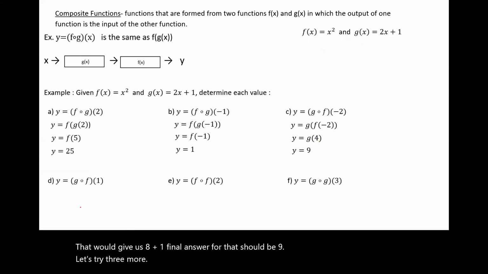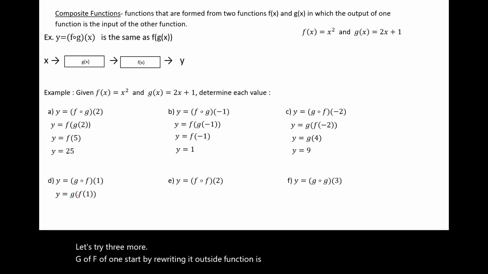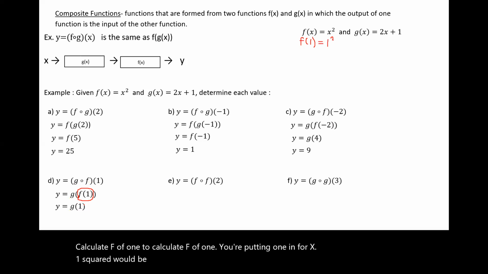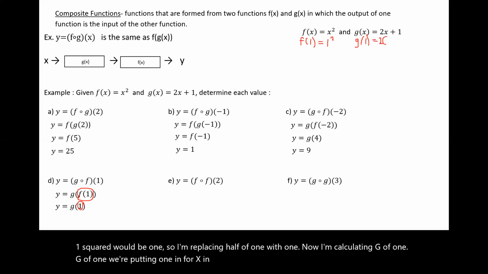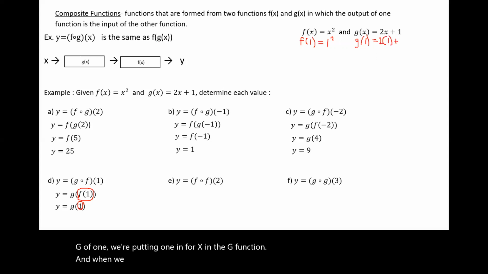g of f of 1. Start by rewriting it. Outside function is g, inside function is f. Always start from the inside. Calculate f of 1. To calculate f of 1, you're putting 1 in for x. 1 squared would be 1. So I'm replacing f of 1 with 1. Now I'm calculating g of 1. For g of 1, we're putting 1 in for x in the g function. And when we do that, 2 times 1 plus 1, we should get an answer of 3.